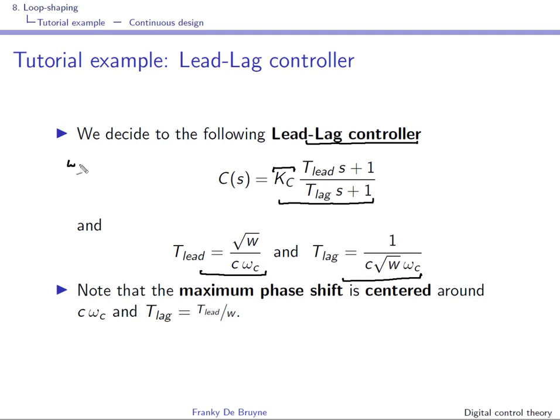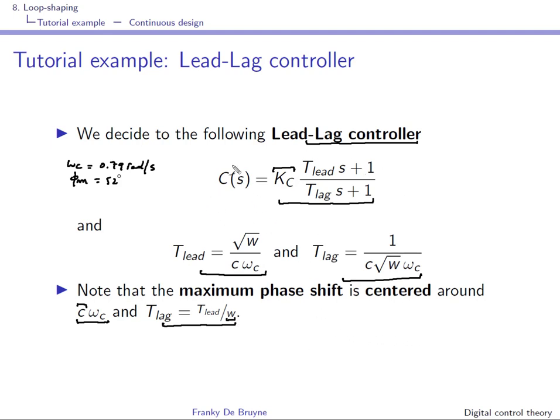Omega c here is equal to 0.79 radians per second, so it's fixed, and Vm was equal to 52 degrees. If you look at this, this way of working is centering the lead lag around this frequency c omega c, which can be influenced by the parameter c. And if you look at the relation between T lag and T lead, you will see that there is a factor 1 over W, and this is a parameter you can play with.